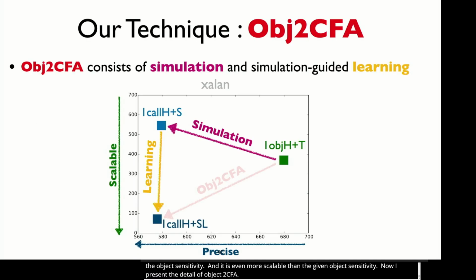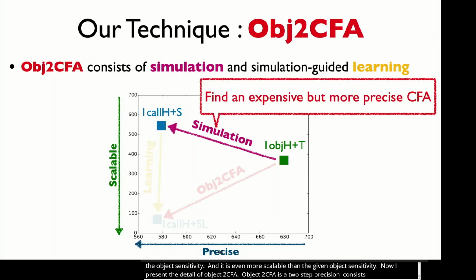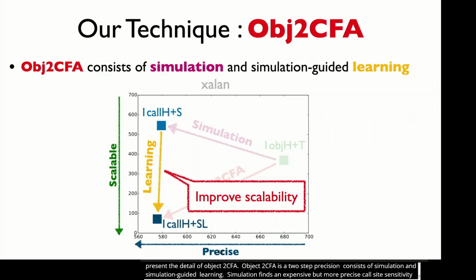Obj2CFA is a two-step procedure, consisting of simulation and simulation-guided learning. Intuitively, simulation finds an expensive but more precise call site sensitivity from the given object sensitivity. As the simulated call site sensitivity is very expensive, the goal of learning is to improve scalability.